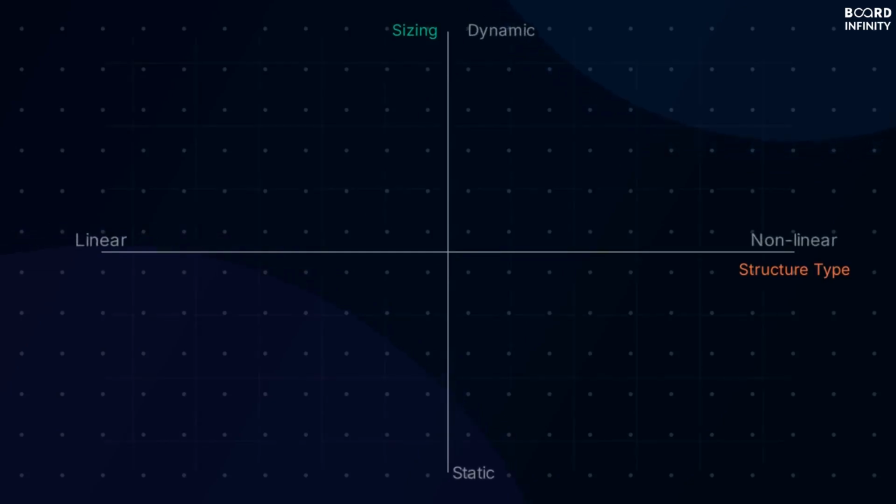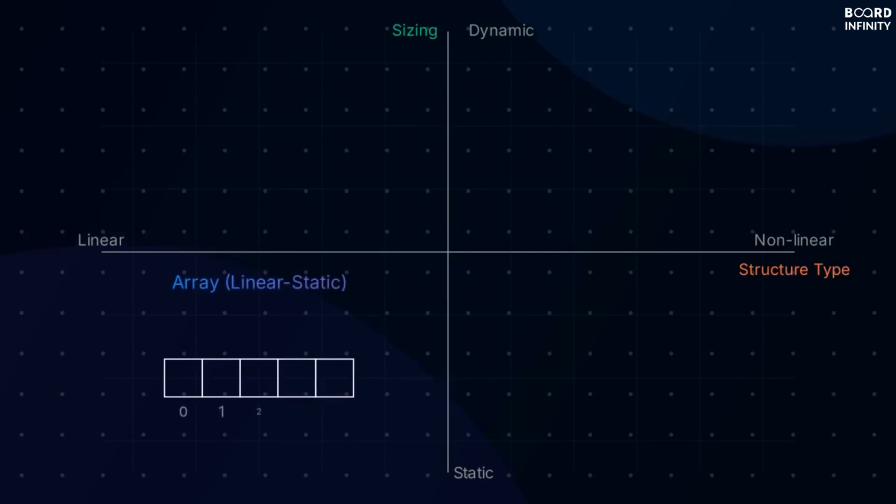Data structures fall into two main categories. First, linear versus nonlinear. Second dimension, static versus dynamic sizing. Linear structures form a single path, like a train track. You visit items one by one. Think of an array. Static structures have a fixed size, like a reserved parking lot. They're fast and predictable. The trade-off is rigidity. Space must usually be reserved in advance, even if some of it remains unused.